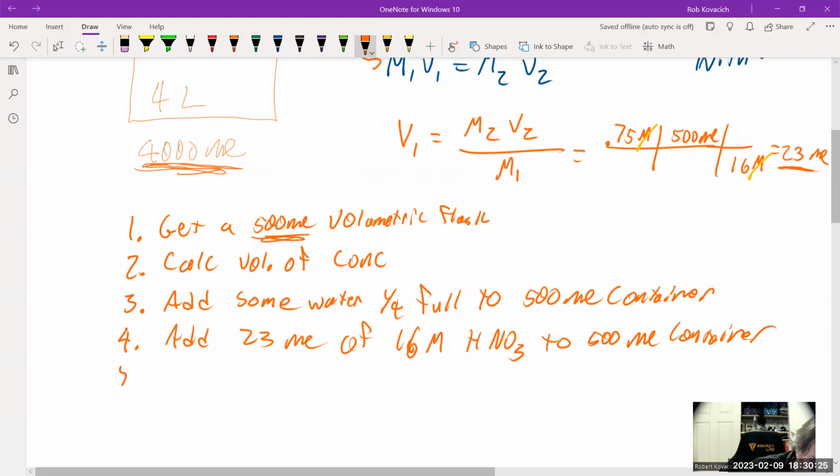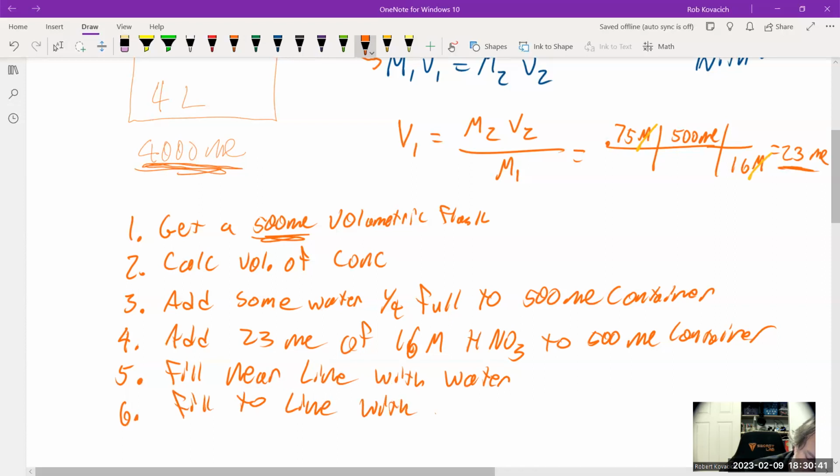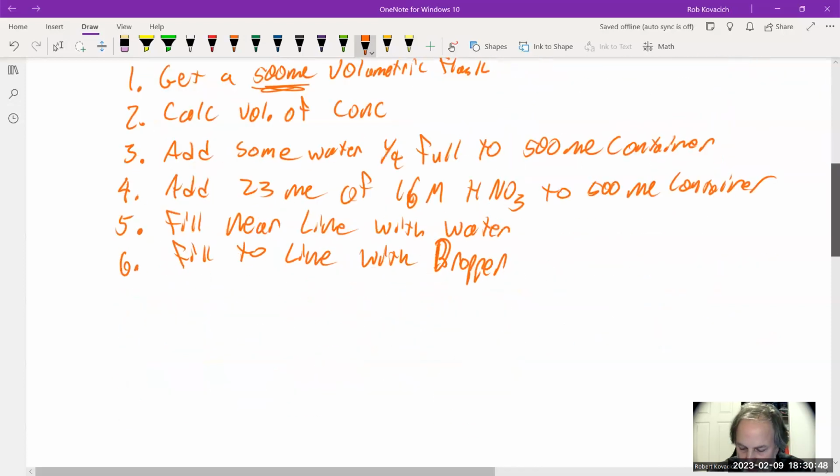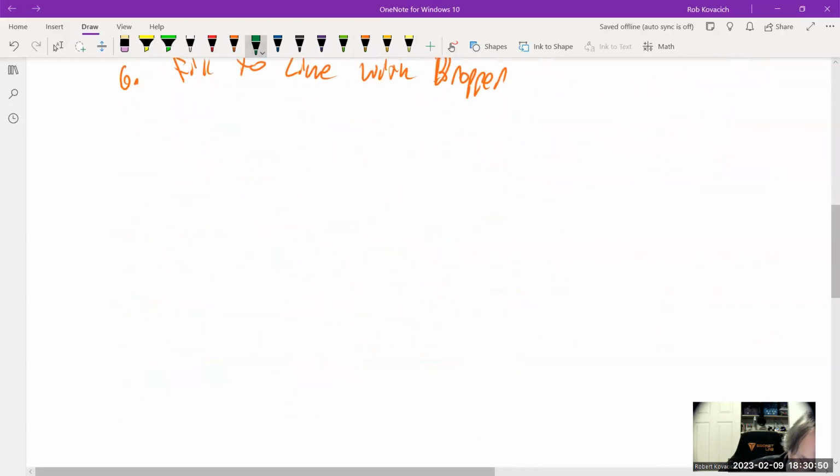Okay. And then the next step is fill near line with water. And the last step is fill to line with dropper. Okay, so the reason we have to do that is this is a terrible drawing, but it's my best job I can do.